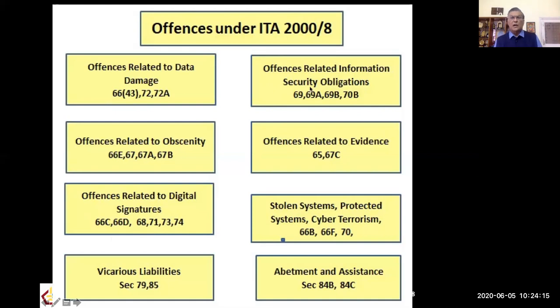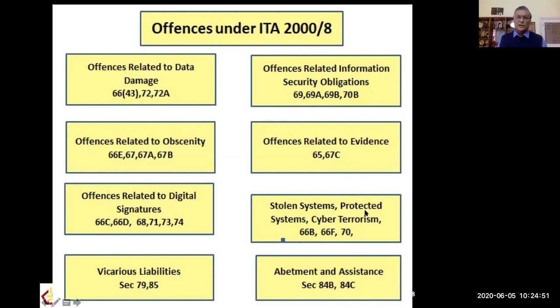Then there are offenses related to information security obligations. Every organization is expected to have certain information security obligations. There is an authority who can come and ask for some information. That information you will be able to give only if you have this information security infrastructure in place. So that is covered under Section 69, 69A, 69B, 70B. These 69 and 69A are so powerful that if a company is not able to provide the information called for, the executives of the company may be liable for 7 years imprisonment. So this is something which cannot be underestimated.